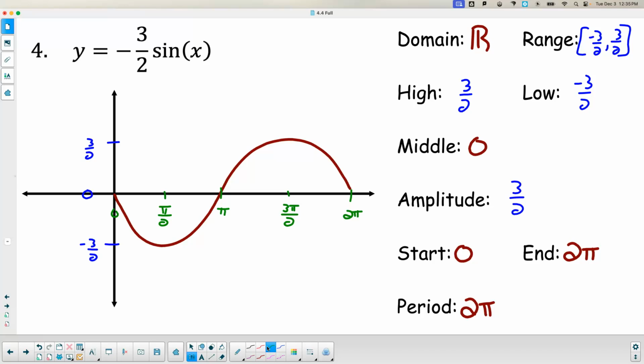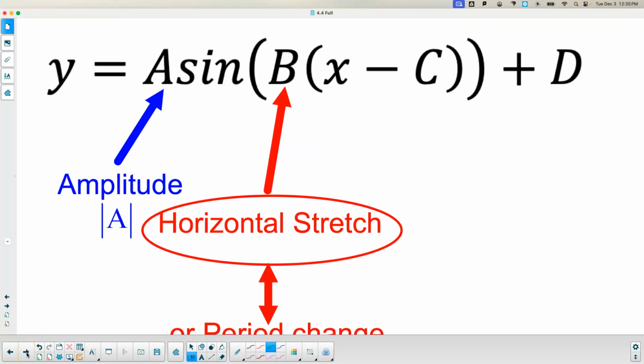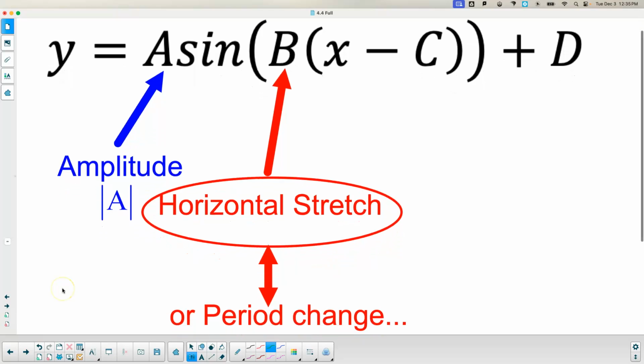Agree. It's negative, yeah. Okay? Just when you have all the answers, now I'm going to go and start changing some of the questions. Okay? So now we're going to bring in the horizontal stretch, the B, the period change, if you will. Okay? We're going to bring in B values now that will change our periods.